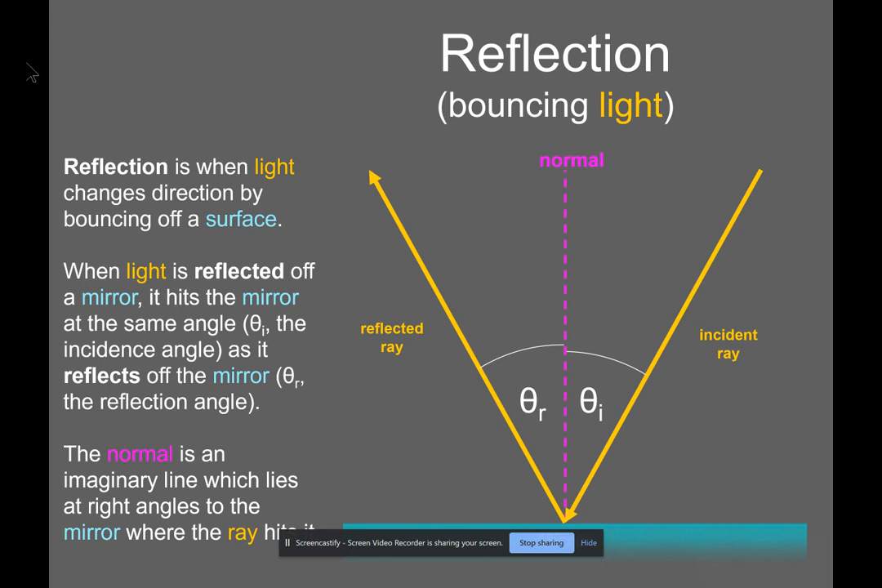So the light hits and bounces off at the exact same angle. We have the incident ray, which is what causes the reflection, and then you have the reflected ray, which hits and bounces out. And you have your incident angle and your reflected angle.